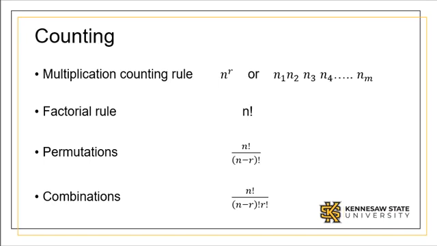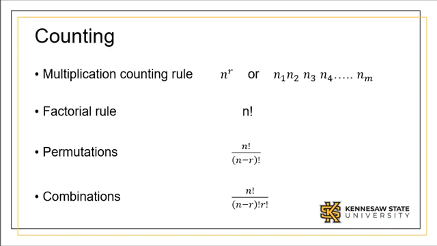The factorial rule helps us find the number of different arrangements. Order matters, but once we use an element, it cannot be reused. The factorial symbol, the exclamation point, denotes the product of decreasing positive whole numbers. For example, 5 factorial would be 5 times 4 times 3 times 2 times 1, or 120.